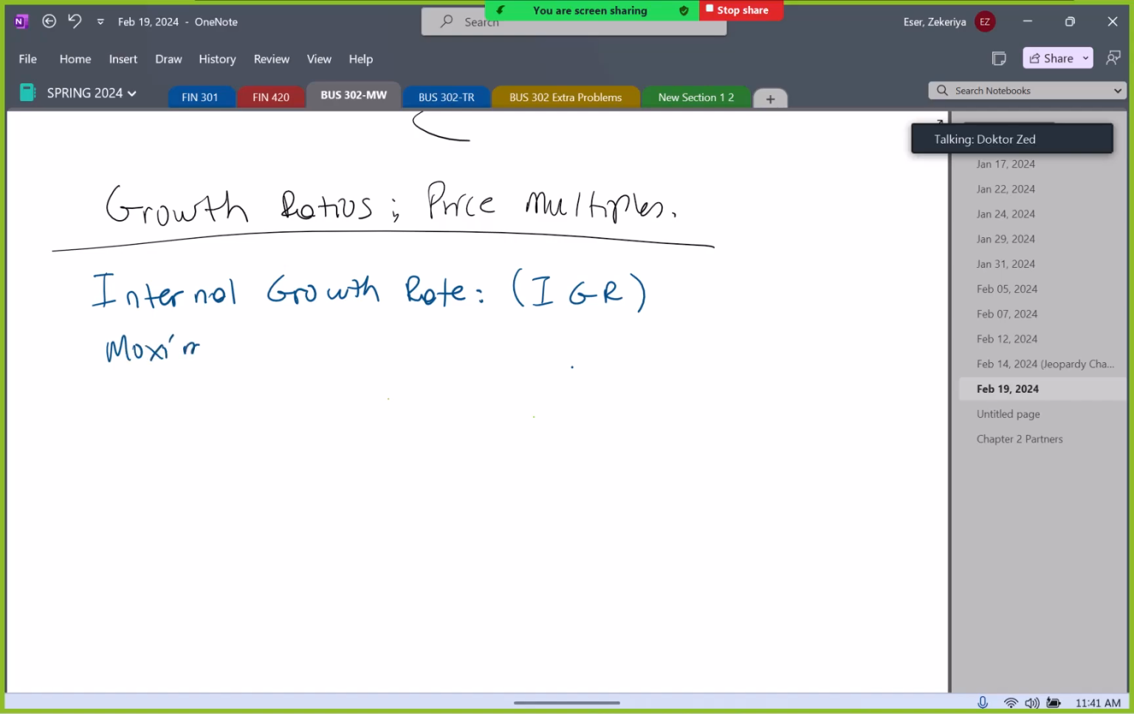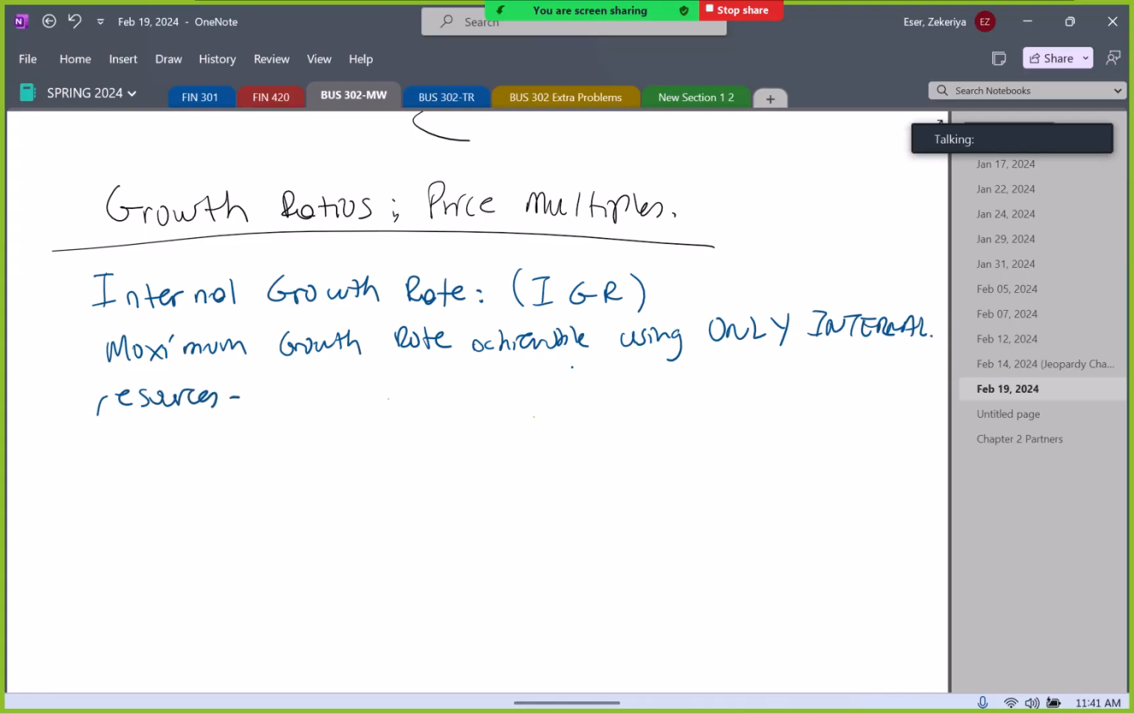I'm gonna abbreviate that IGR. This is the maximum growth rate achievable. It doesn't mean you're necessarily going to grow at that rate, but it's achievable using only internal resources. You make some money, you may distribute some of it, but you keep some of it. So using that part you keep, you can invest into stuff and grow.